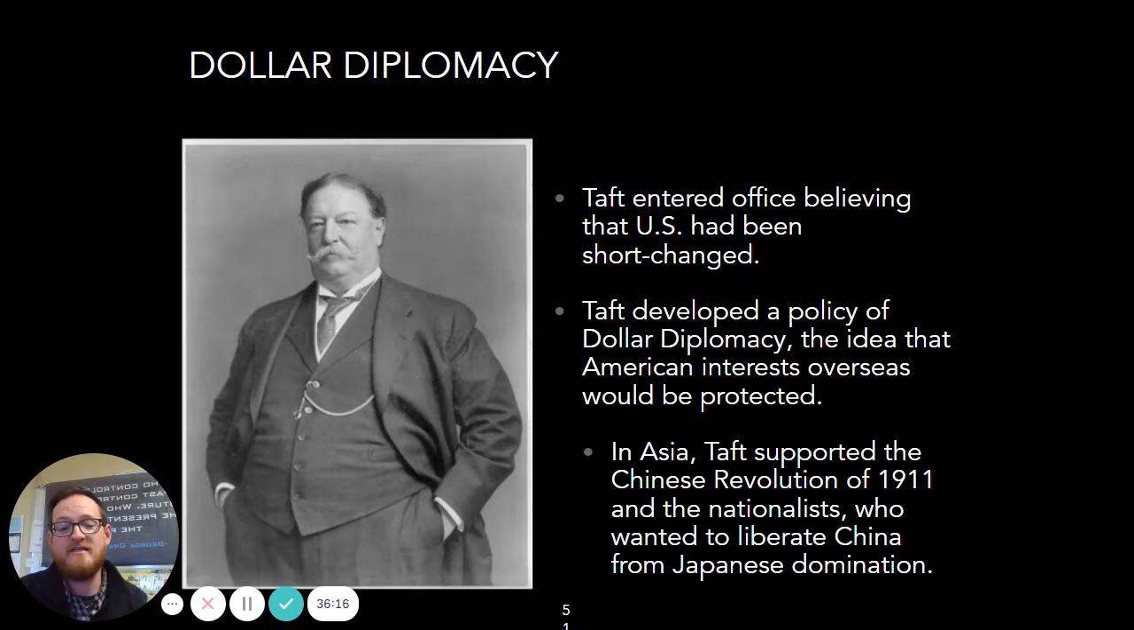In Asia, Taft did support the Chinese Revolution of 1919 and the nationalists who wanted to liberate China from Japanese domination. Again, you can see a little bit of tension building with Japan, whereas we talked about before that Teddy Roosevelt had been really reconciliatory towards Japan.